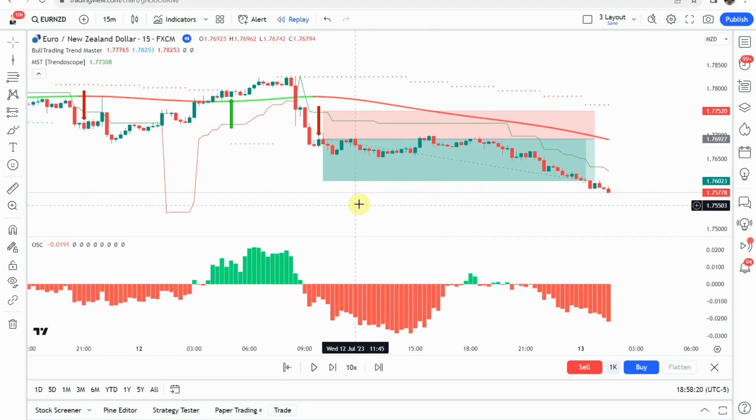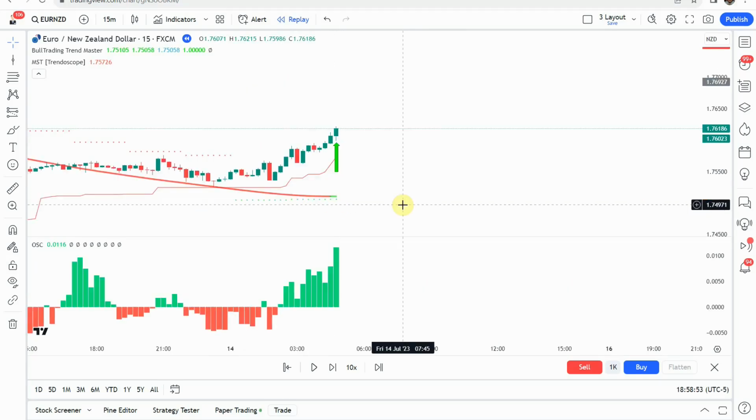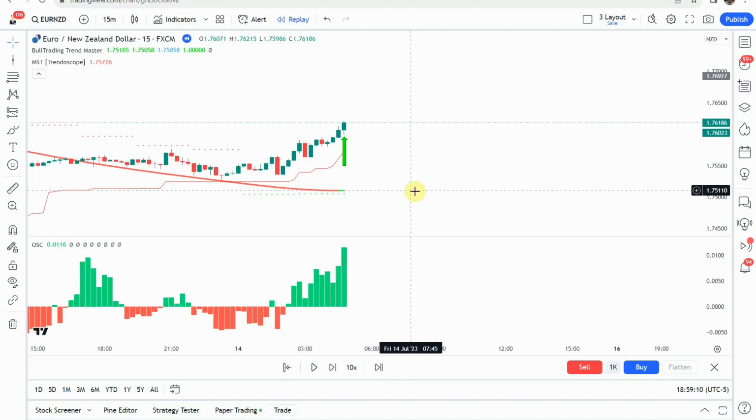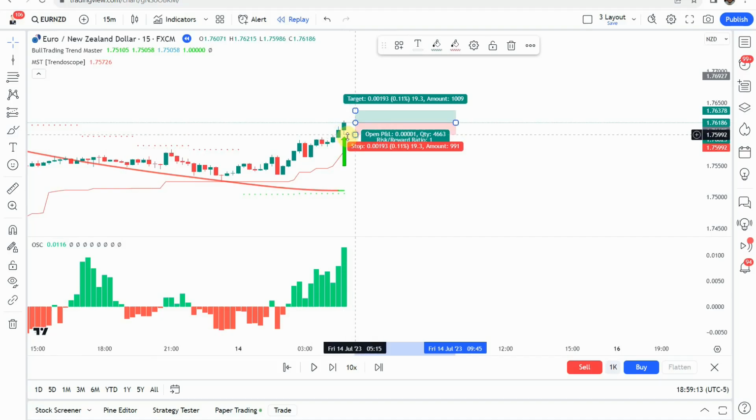Now let's go ahead and look at a long trade. For the long trade, it's going to be the exact opposite, or the opposite in green, I guess you could say. We have the green arrow from the trend master indicator, and we have the red bar on the oscillator down here at the bottom. It's going to give us everything we need for the long trade signal.